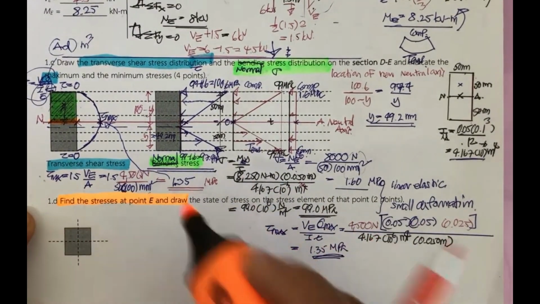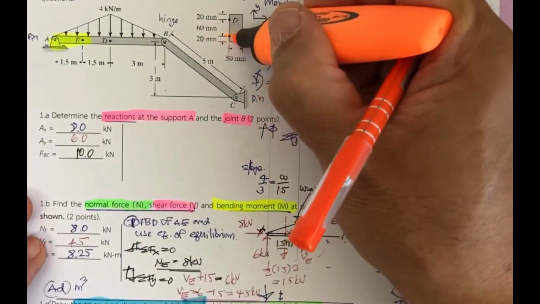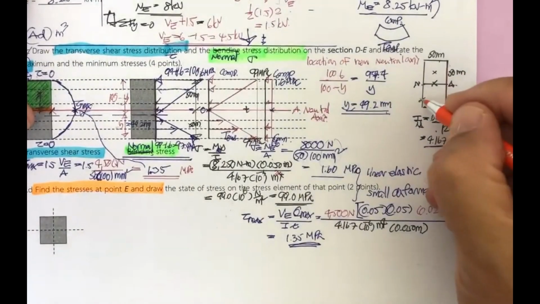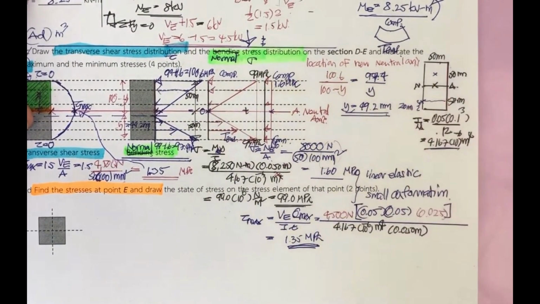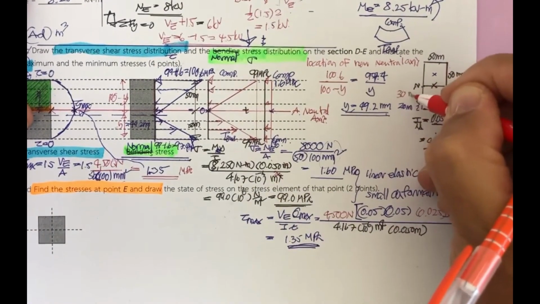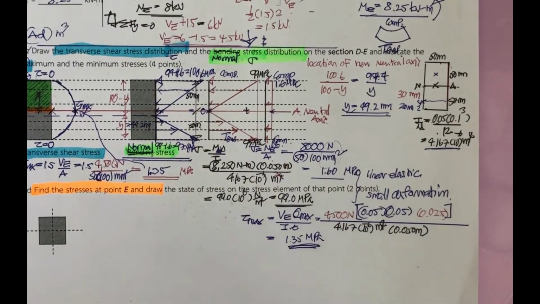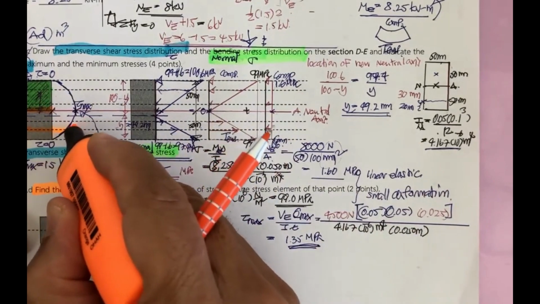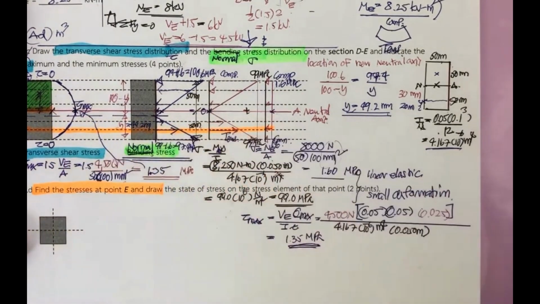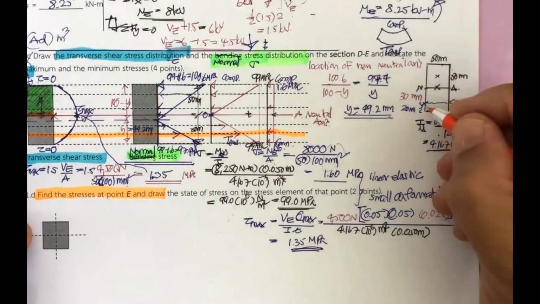Okay, and then they ask us further to draw the stress element. Find the stress at point E. Point E is in this direction, about this, this is 20 millimeter, so the top portion of this is going to be 30 millimeter. Okay, sorry. In that case, we just find the point supposed to be about here. You measure 20 millimeter from the bottom here.